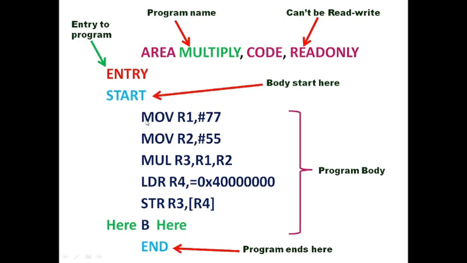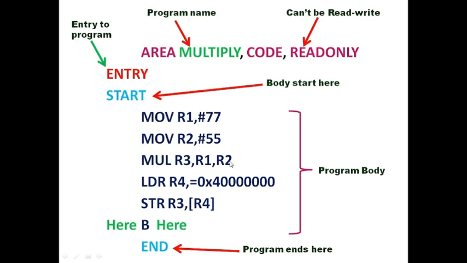The first instruction in this is MOV R1, #77, which does the movement of number 77 to the register R1, and here we are moving the decimal number. The next instruction is to the R2 register, we are moving the decimal number 55. When these two values are ready in these two registers, we can multiply them. For multiplication, we are using the instruction MUL, followed by 3 arguments R3, R1 and R2.